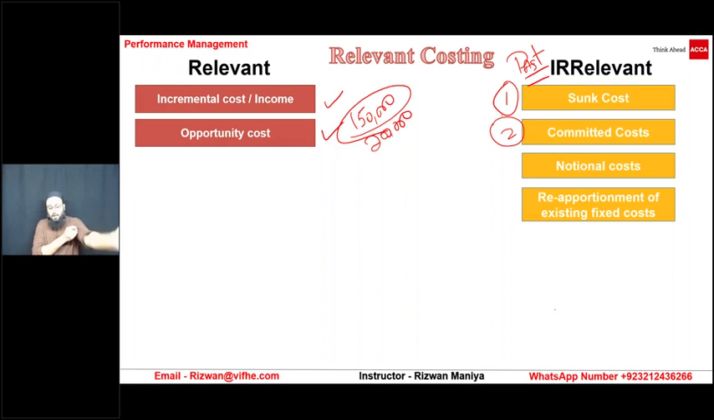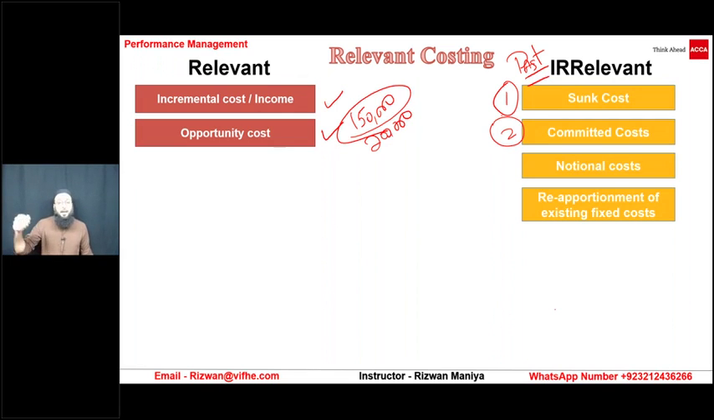The best example is guaranteed minimum wage. We promise our employees or labor that we will give them salary irrespective of the work, which means we are giving them the guarantee that whether we have work or not, we'll pay them. So that is a committed cost.